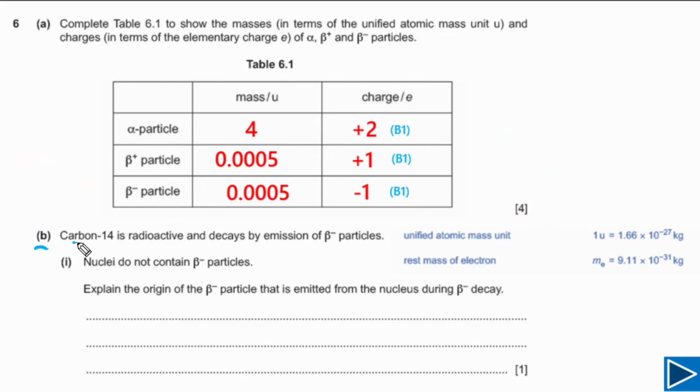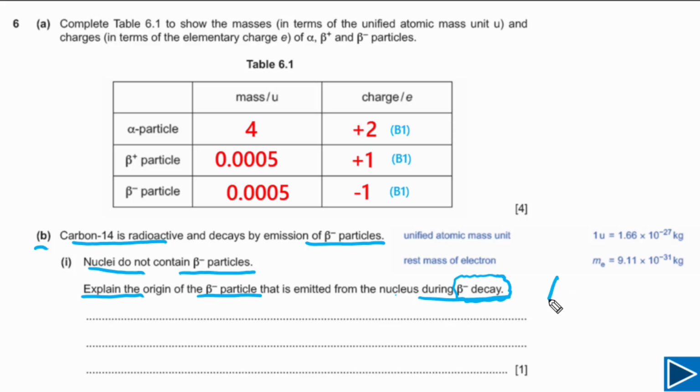For part B, it is given to us that carbon-14 is radioactive and decays by emission of beta minus particles. Nuclei do not contain beta minus particles. It simply means that there is no electron in the nucleus. We need to explain the origin of the beta minus particle that is emitted from the nucleus during beta minus decay. So this question is simply about beta minus decay. If we understand what is beta minus decay, then we can answer this question.